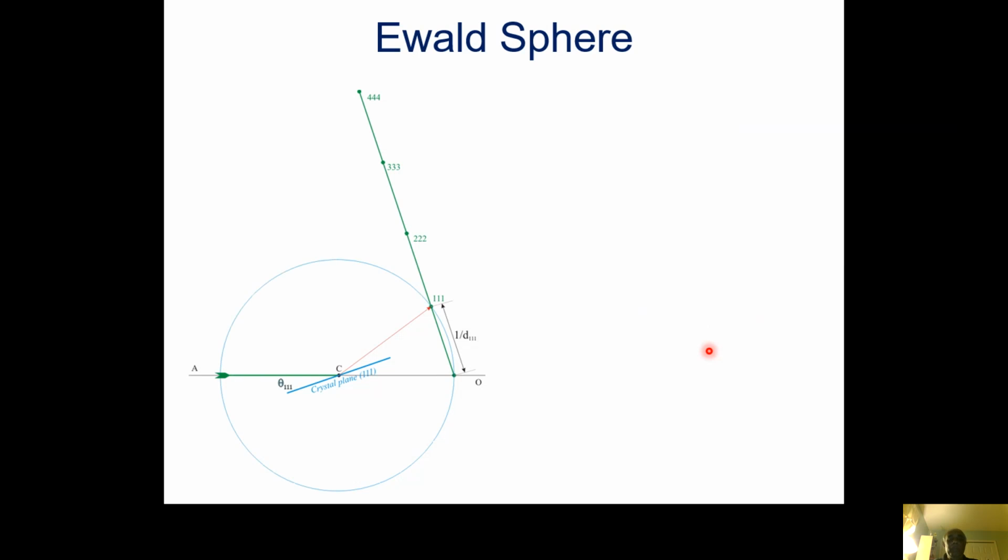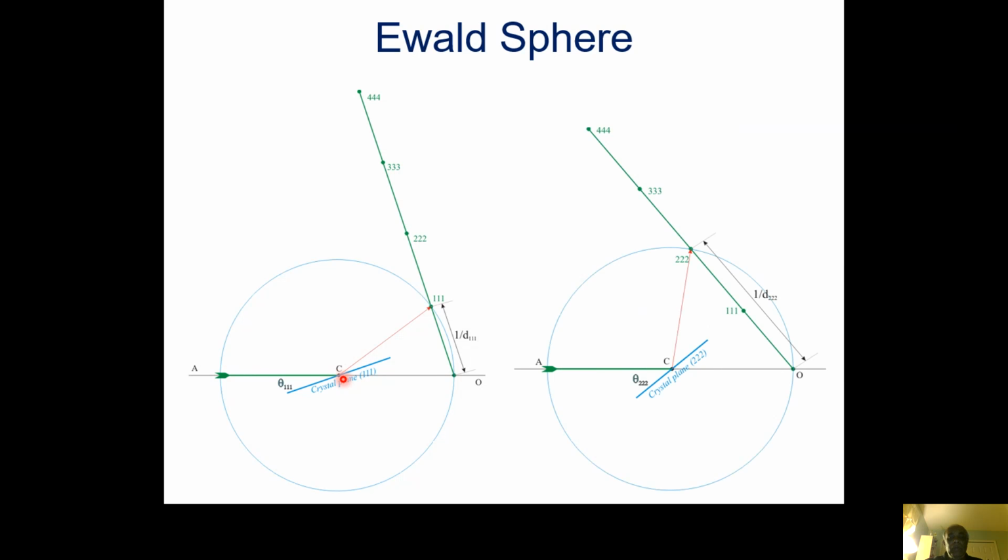So here's another example. This is my incident wave, so I just draw a circle with diameter 1 over lambda, right? Then this point I can describe as my G, from here to here. So that is delta K. That represents, in this case, 1, 1, 1.